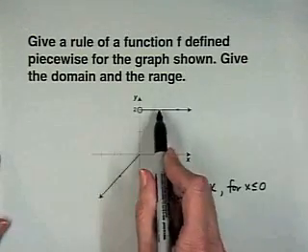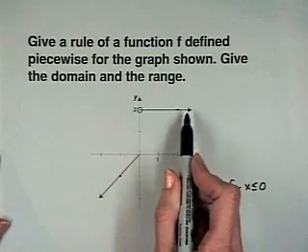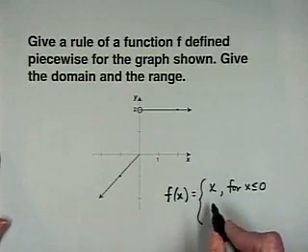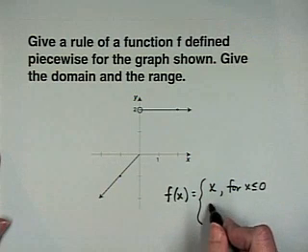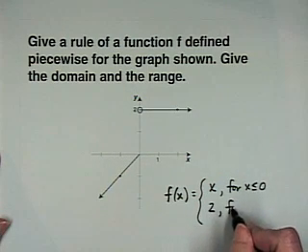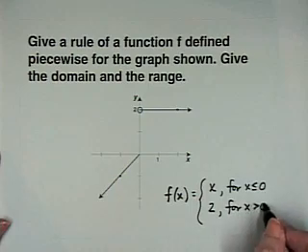The second piece that we're going to look at is a horizontal line. And so the y value for that horizontal line is a constant value of 2. And this will be true for x greater than 0.